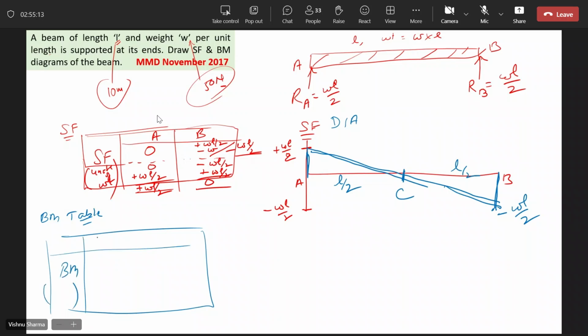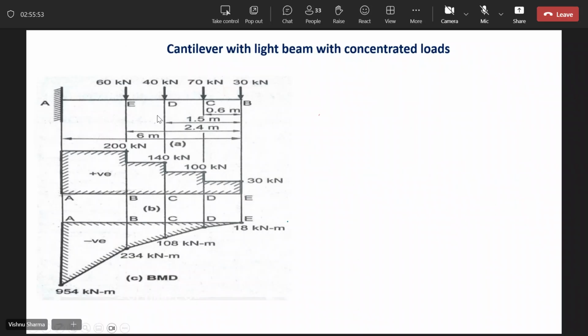BM units will be the product of length and weight. At A, C, B it is 0. Then plus the triangle. Plus the triangle will be plus half, base is L by 2 into height WL by 2. It becomes WL square by 8 plus WL square by 8 minus the triangle, and it becomes 0.